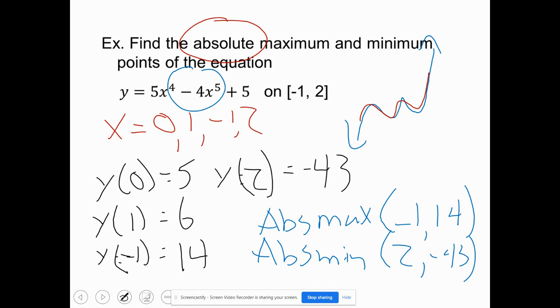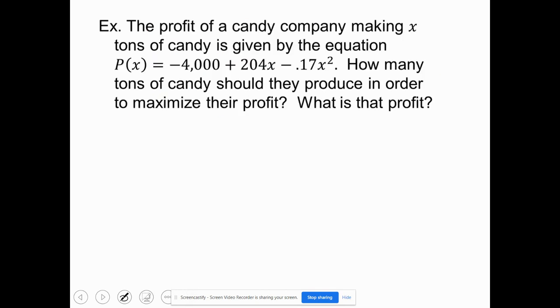I thought we could finish by taking a look at a word problem. Sometimes you have to develop an equation yourself. Sometimes they are given to you. In this case, I've given it to you. If you're working for a business, you might have to crunch the numbers from the business and come up with an equation like this. This says the profit of a candy company making x tons of candy. So x isn't each individual candy bar, but it's measured by tons. X tons of candy is given by the following equation.